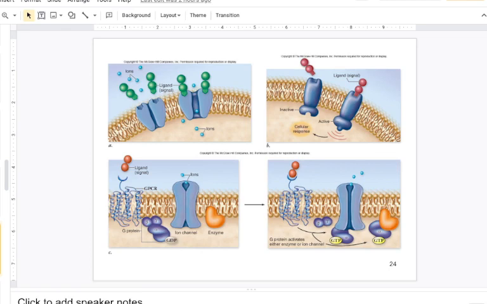Here is our G-coupled protein reaction. That's what GCP stands for, G-coupled protein receptor. The ligand binds to this G-coupled protein receptor, then this G protein is able to elicit a different response within the cell. These both on the bottom are part of the G-coupled protein reaction.